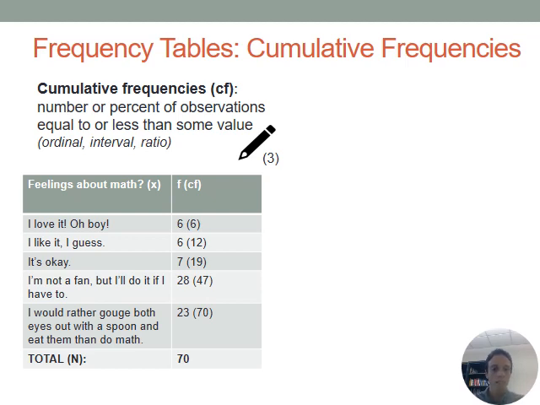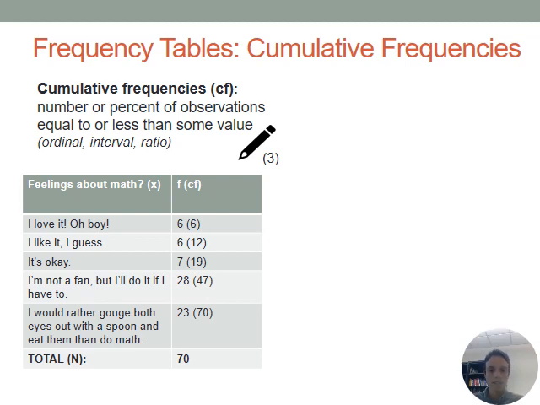And here's what some of these look like. So this is our ordinal level variable from the class data. Feelings about math. We've got a clear order from least amount of hatred of math to most amount of hatred of math, ordered in this way. And so looking at our cumulative frequencies in those parentheses there, we can see that in this class, 19 out of the 70 people have a level of hatred of math that is at it's okay or less hateful than that. 47 out of the 70 have a level of hatred of math that is not quite at the point where you'd like to gouge your eyes out. And then everybody hates it that much or less.